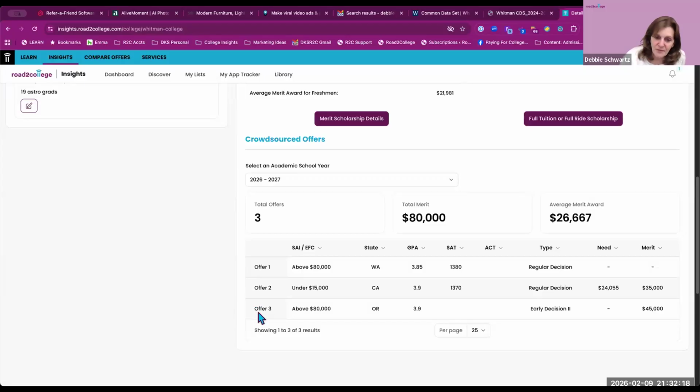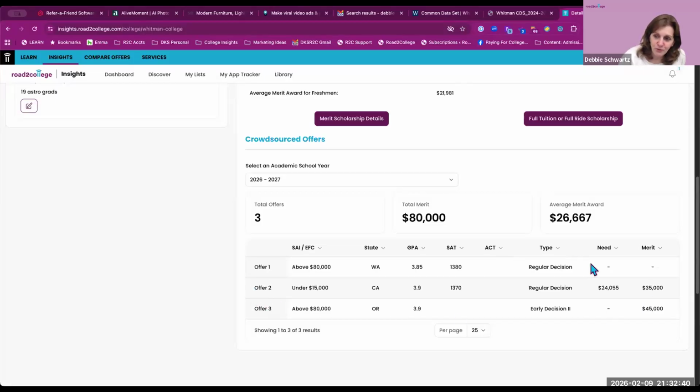This family from offer three is claiming that they got a merit award of 48,500. That could be the case. Just because the average was 22,000, there could be some merit scholarships, like presidential scholarships, that are higher. And obviously, this student got it.